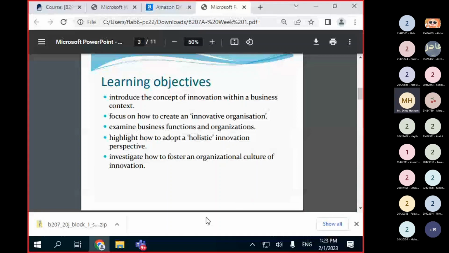So we have a main topic, which is innovation. Now, under innovation, we are going to study marketing. We are going to study operations management, which is another business function. We are going to learn how you can innovate within these business functions.